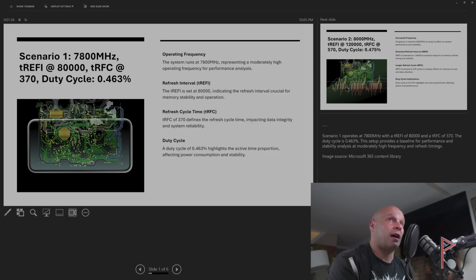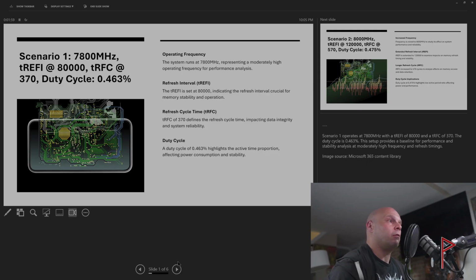I called it scenario, but in retrospect, I should have called it something different because these aren't scenarios. This is what I actually did. So scenario 1: 7,800 megahertz, tREFI 80,000, tRFC at 370, duty cycle 0.463%. This is where we started. This is where I left off in the last video.